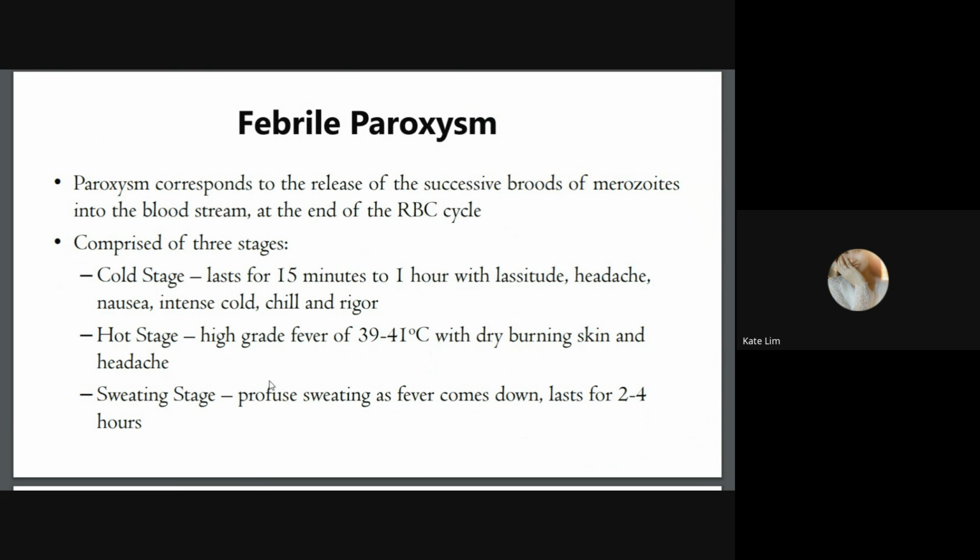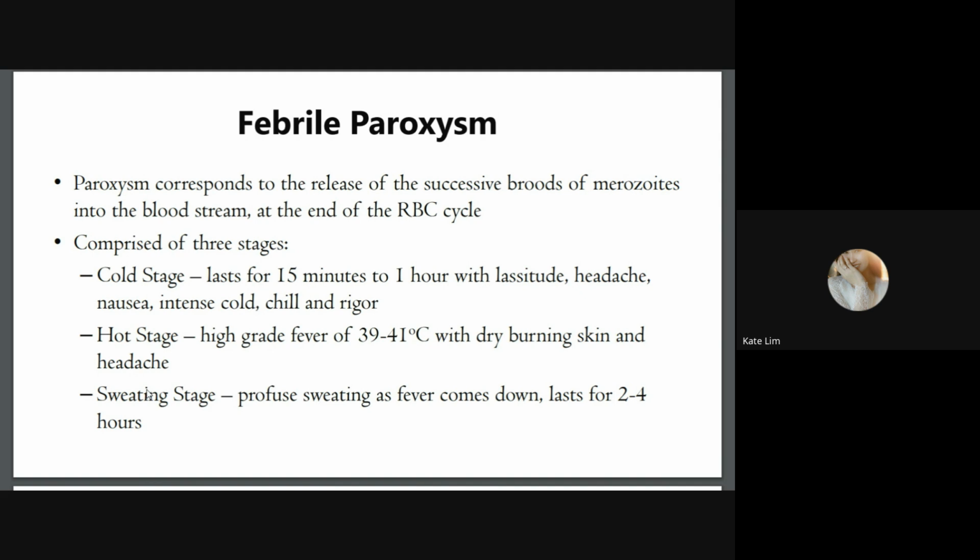That is why your Vivax, Ovale, and Falciparum cause tertian malaria. Your Malariae causes quartan malaria. Your Knowlesi causes quotidian malaria. This cyclic fever spike occurs when the parasite bursts out of the RBCs, releasing merozoites into the bloodstream. If you remember your life cycle, the release of merozoites marks the end of the erythrocytic life cycle, and it triggers the body's inflammatory response. These paroxysms happen in three stages.